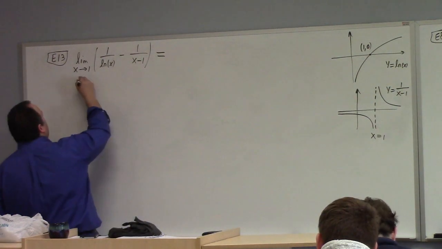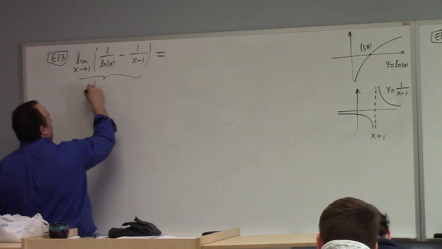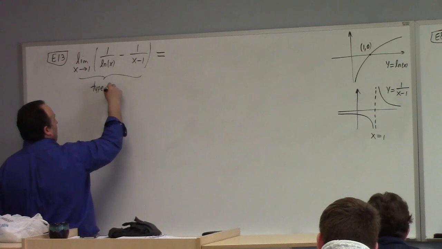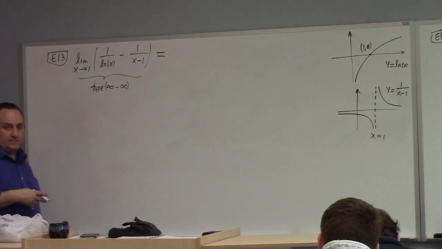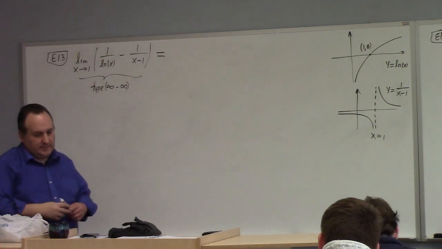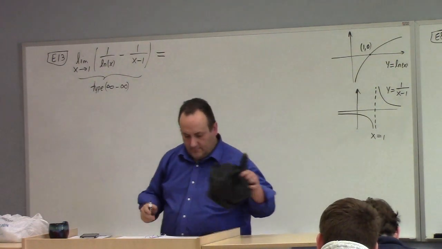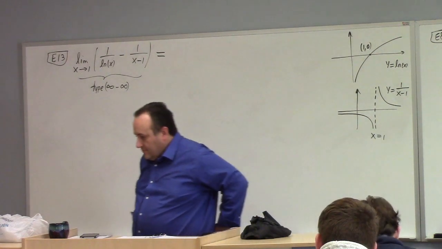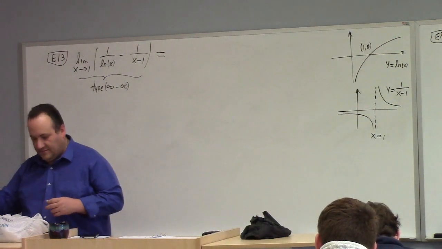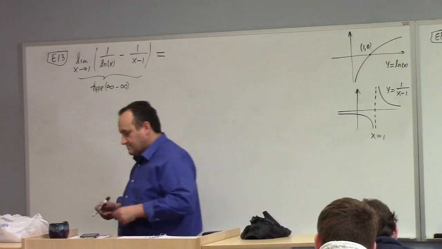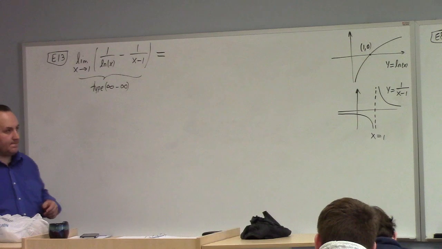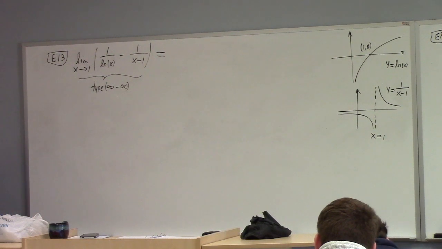So what should we do? I've made my case. It's type infinity minus infinity. So how do we proceed? Yeah, you guys aren't just going to leave me hanging here, are you? No ideas? Combine the fractions. Okay, so how would we do that?